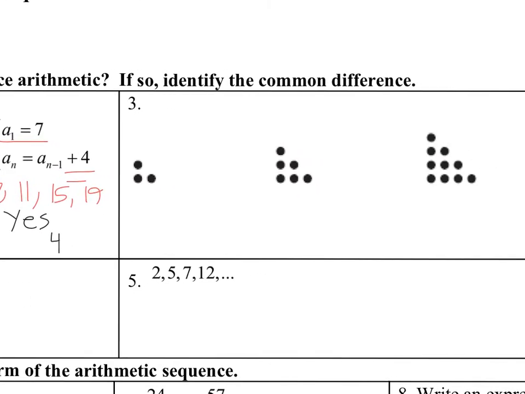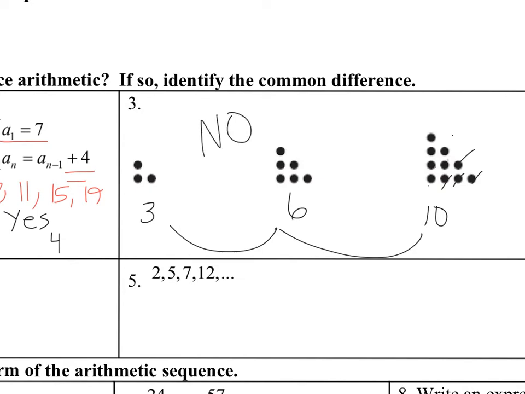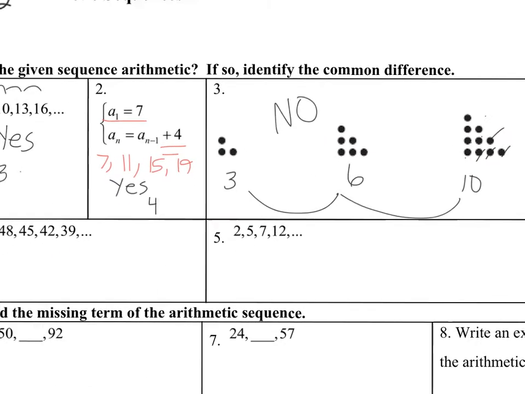Number 3 is a geometric representation. I'm going to write how many dots are in each one. This one has 3 dots. This one has 6 dots. This one has 10: 1, 2, 3, 4, 5, 6, 7, 8, 9, 10. So it's not arithmetic because I'm not going up by the same amount. Even though I'm going up 3, up 4, and probably up 5 for the next term, it needs to be going up by the same number.